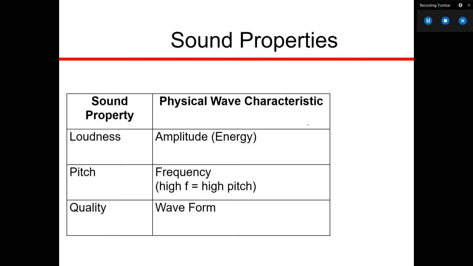The different properties of sound when we talk about it in terms of waves. We have the loudness, which is the amplitude. The larger the amplitude, the more energy our sound wave has, and that is how loud we're going to hear the sound. So small amplitude is a very quiet sound, and a big amplitude is a very loud sound.